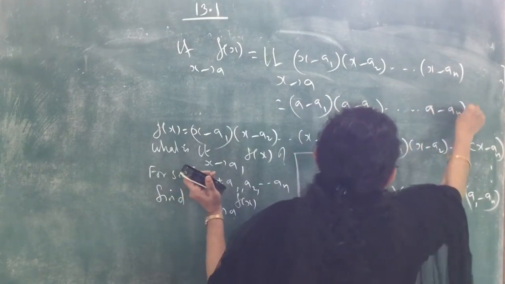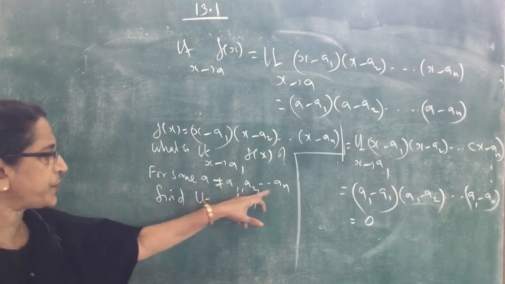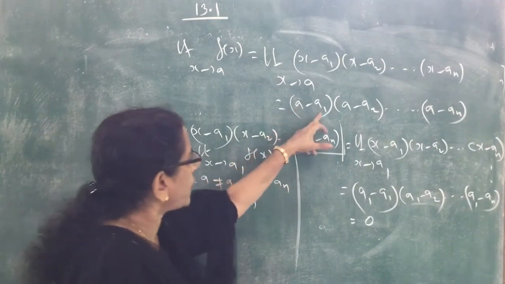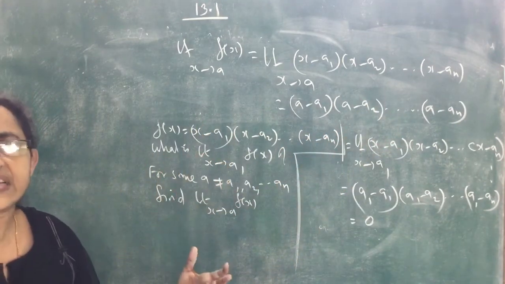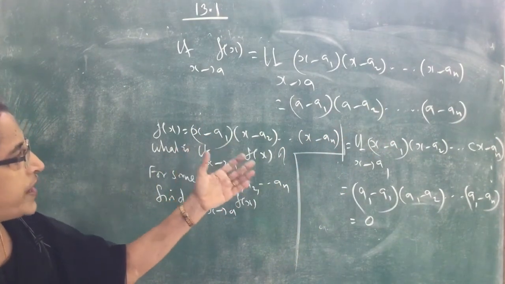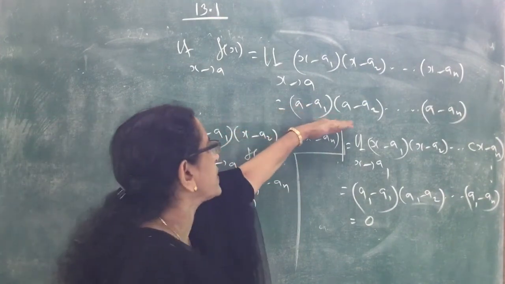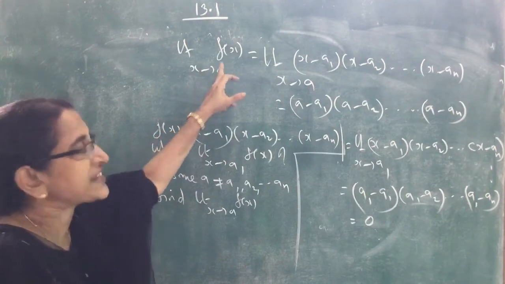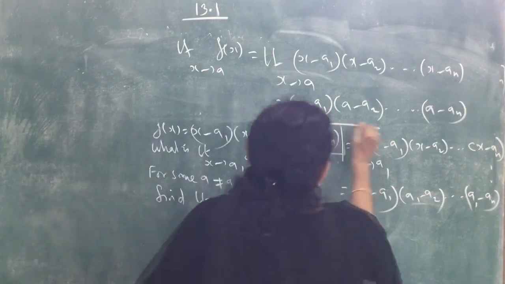a minus an. Now given that a is not equal to a1, a2, etc. an, a is not equal to a1, a is not equal to a2, and so on, so we cannot simplify that. We write a minus a1 into a minus a2 into etc. a minus an. This is the limit of f of x as x tends to a. We cannot simplify this further, so that will be the answer.